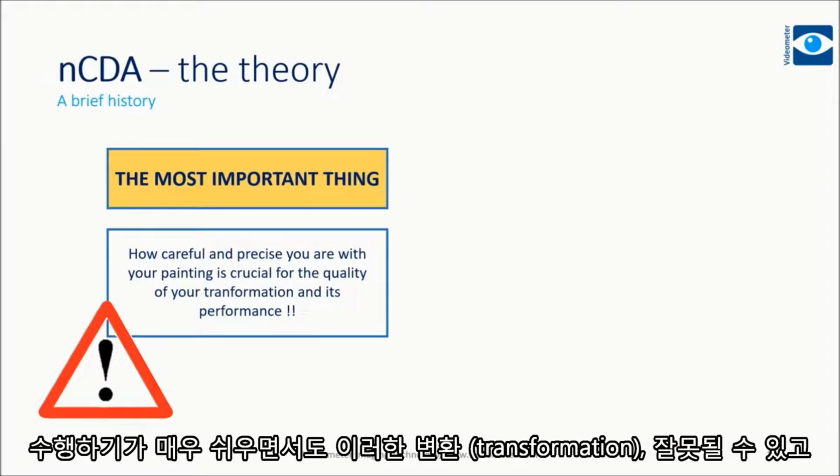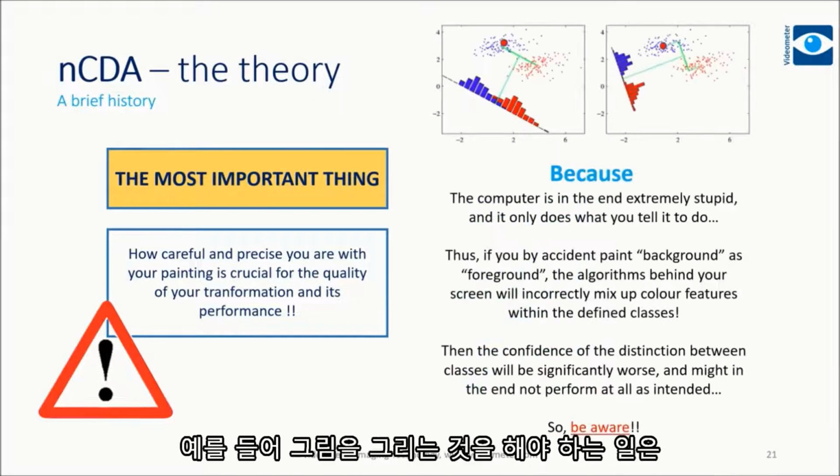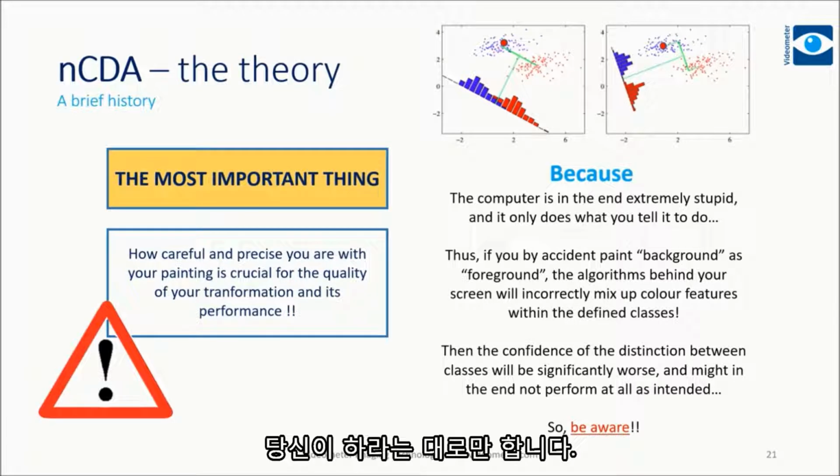Even though it is very easy to perform these transformations, it can go wrong, and you can end up limiting the quality of your transformation. This can, for example, happen due to sloppy painting. Your computer is eventually very dumb, and it only does what you tell it to do.